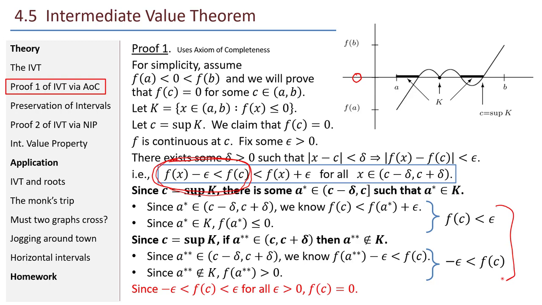Finally, the last sentence of the proof, I can put these two statements together, and I find that since negative epsilon is less than F of C is less than epsilon for all epsilon greater than 0, the only way this can happen is if F of C actually equals 0, just what we were after the whole time.